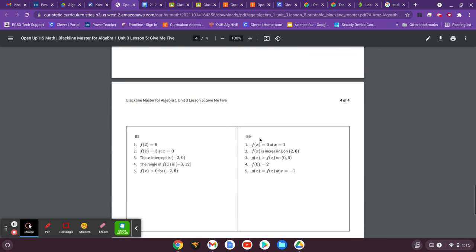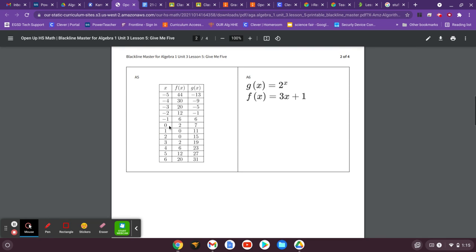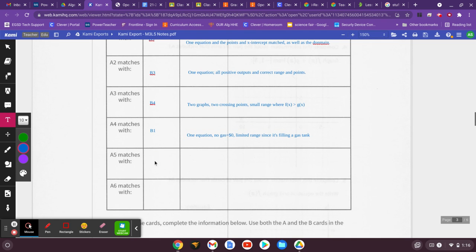So let's go down and look and see one of those. f of x equals 0 at 1. It's increasing from 2 to 6. So let's go ahead. 0 equals 2. So we have a 1 comma 0, a 0 comma 2, 1 comma 0, 0 comma 2. Yep, and from 2 to 6, it's increasing. That is true because there it's going down. I think we got our winner. A5 matches B6.